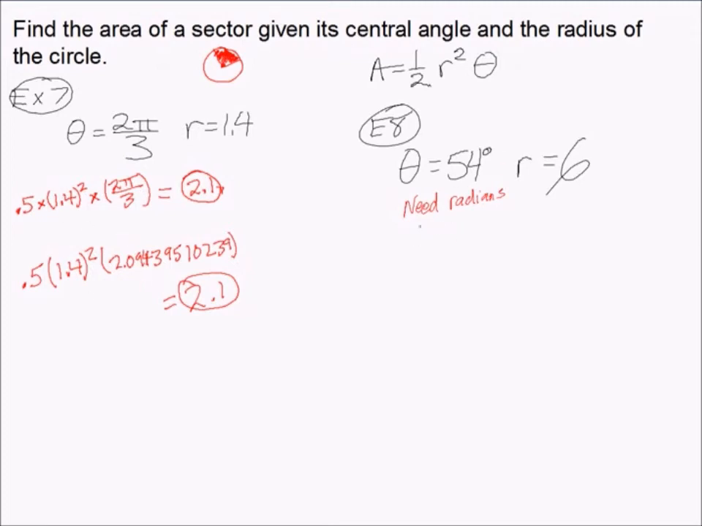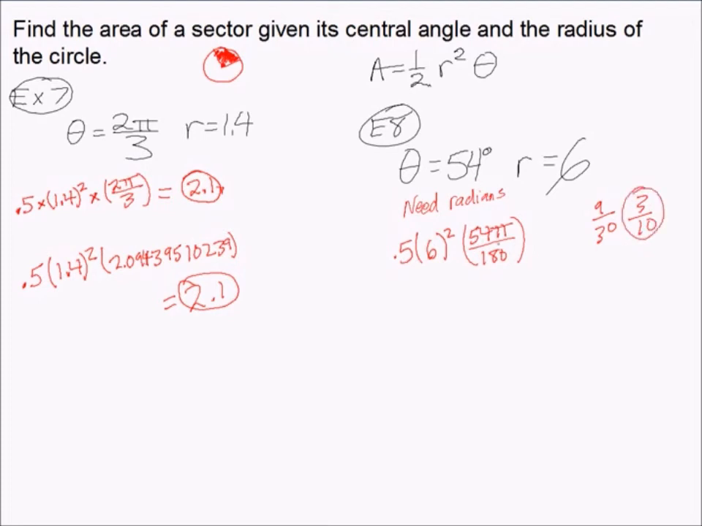Right here, same thing. We could do 0.5, okay, times 6 squared times 54 pi over 180. Okay, and you can simplify that 54 and 180. I believe that's 9 over 30. So that would be 3 over 10. Okay, you can use 3 over 10.